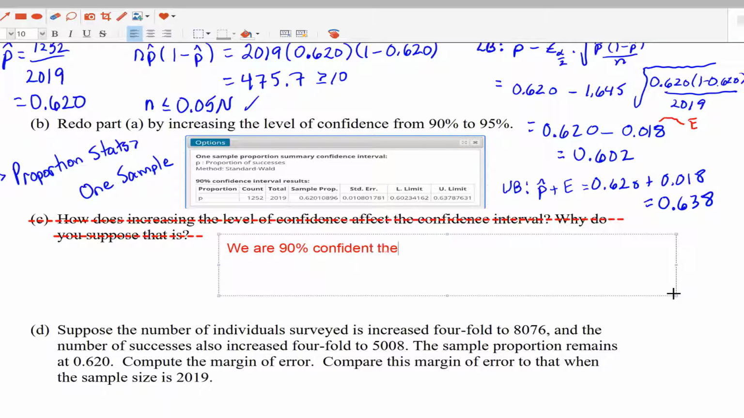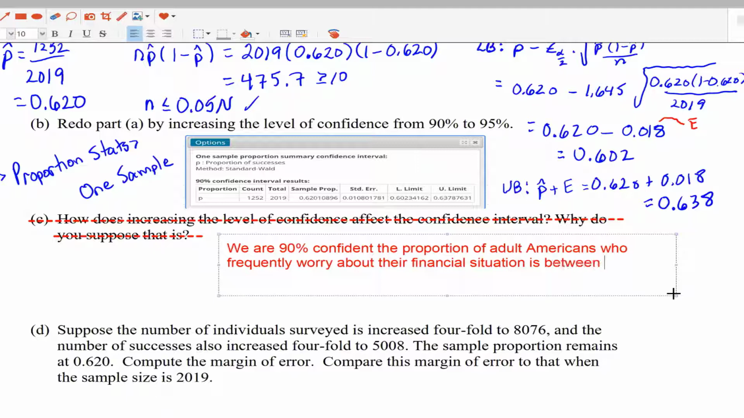We are 90% confident the proportion of adult Americans who frequently worry about their financial situation is between 0.602 and 0.638. So you're saying we have to write that out? Yes, you're going to have to write this out.